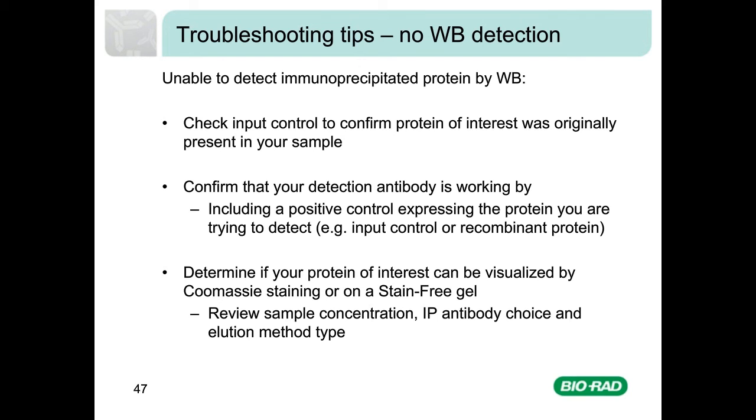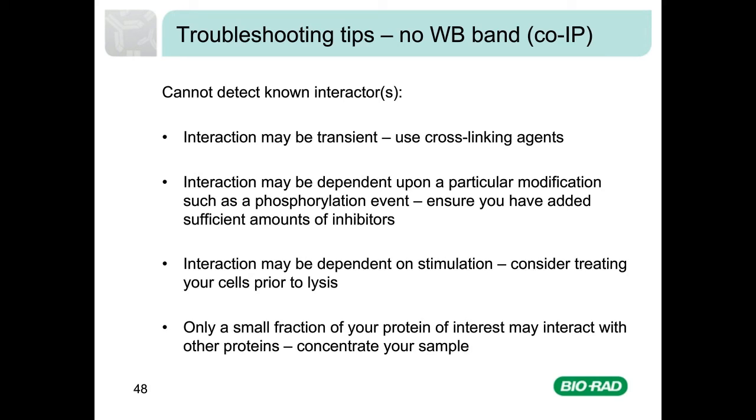If you are unable to detect a known interactor by IP, this may be due to the interaction being transient. You therefore might need to use crosslinkers to stabilize the interaction and allow co-immunoprecipitation of the two proteins. It may also be possible that the interaction depends upon a particular modification, such as a phosphorylation event, that you actively need to induce by treating cells. Refer to the scientific literature to determine whether the interaction may be dependent on a post-translational modification. It is also important to ensure that you have added phosphatase inhibitors freshly to your lysis buffer prior to the lysing of the cells for use in IP.